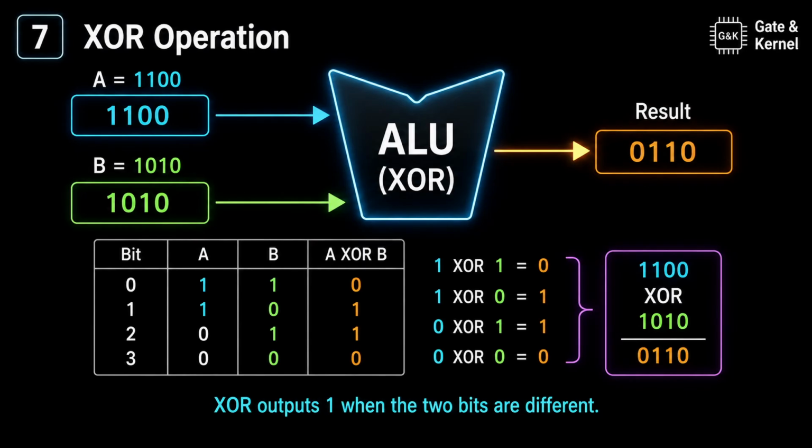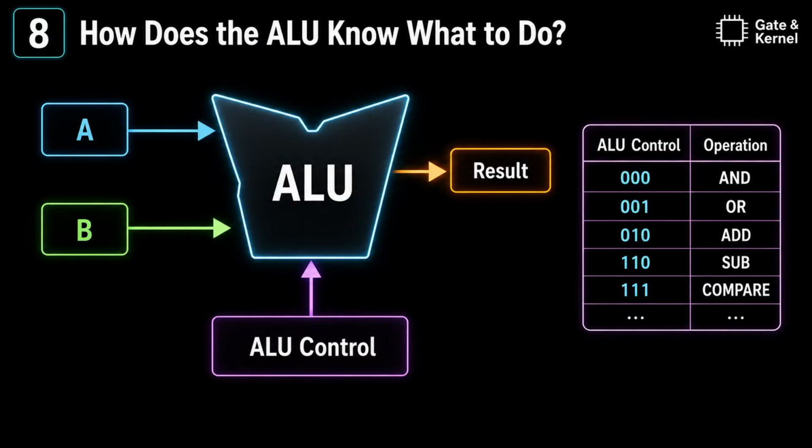Now let A be 1100 and let B be 1010. Performing XOR bit by bit gives 0110. We have already seen XOR before. In a half adder, the sum output is A XOR B. So this is another useful connection. The same basic logic operation that appeared in a tiny 1-bit arithmetic circuit also appears as a full-width operation inside the ALU. The scale changes. The underlying logic does not.